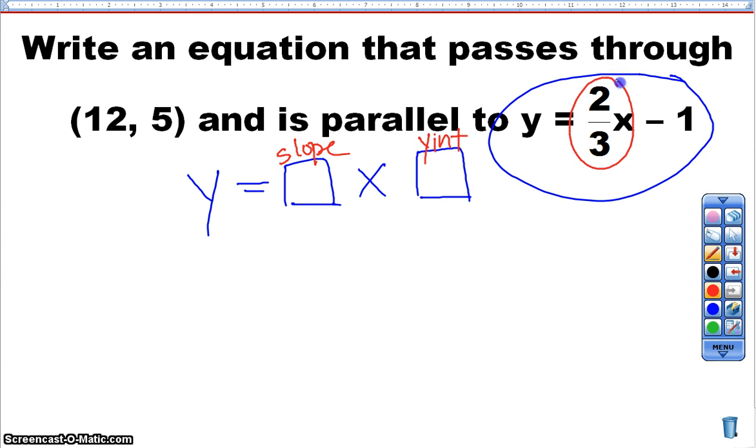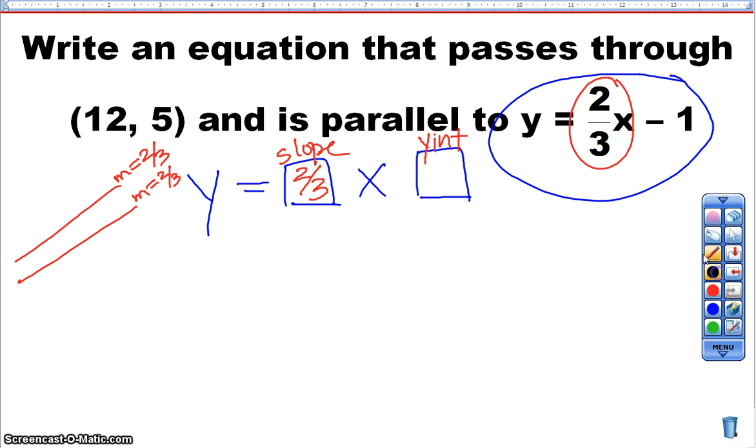So here's what I know. My line and your line are parallel. They run side by side, so we know that their slopes are the same. If my line has a slope of 2/3, this is Mrs. Defoe's line, then your line is also going to have a slope of 2/3. So I'm going to take that 2/3 and put it up into here for the slope of your line.